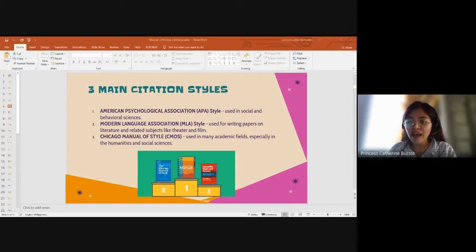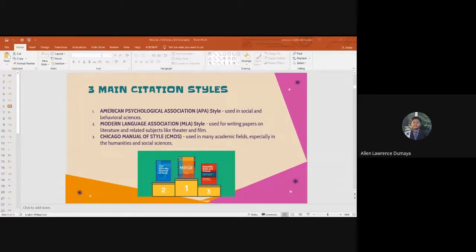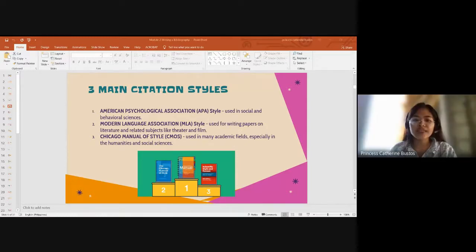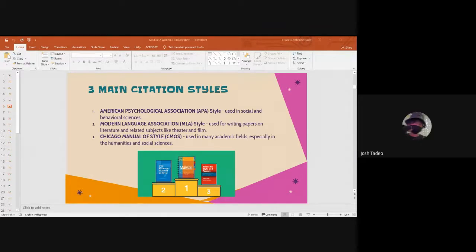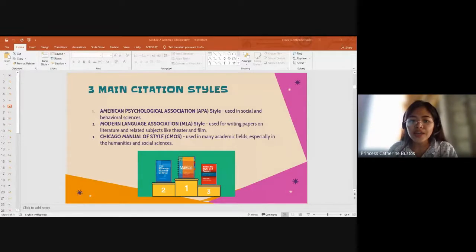And lastly, we have the Chicago Manual of Style, used in many academic fields, especially in the humanities and social sciences. Now, we have the Chicago Manual of Style. Everybody say Chicago Manual of Style. So this is used in humanities and social sciences.